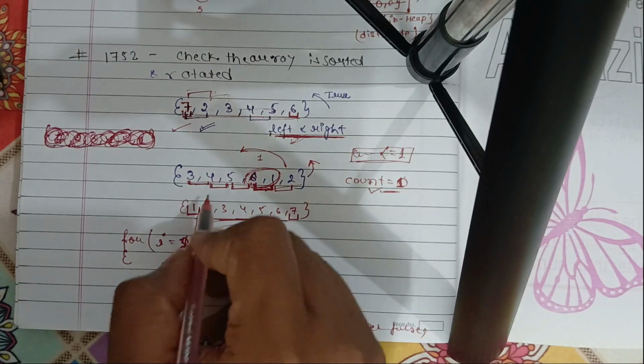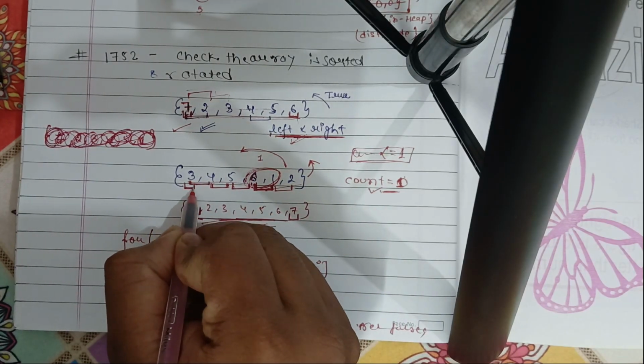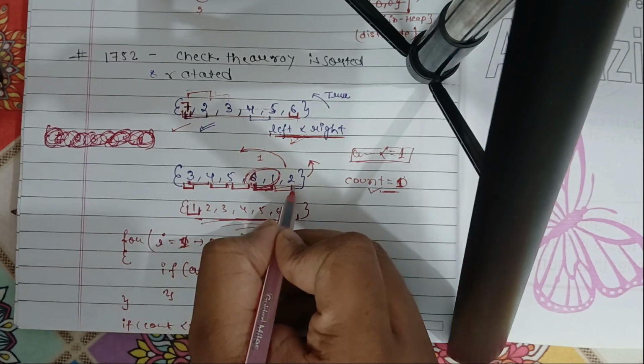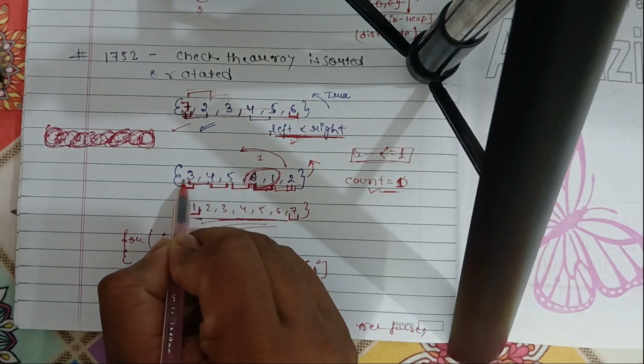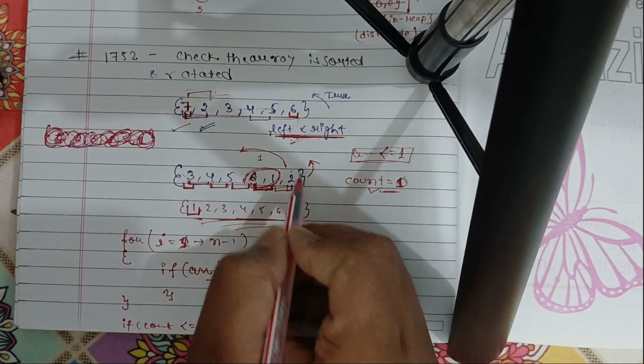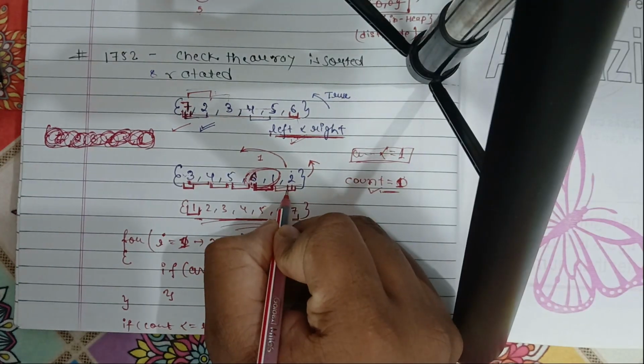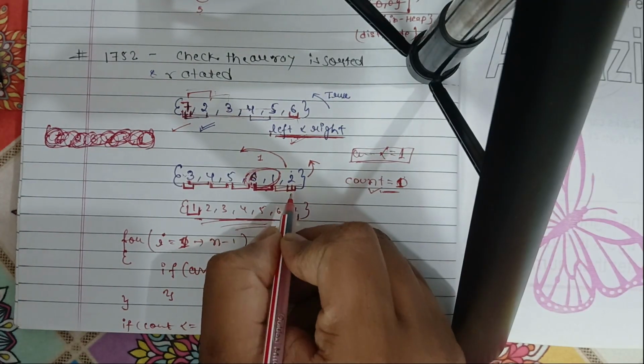So, if it is rotated, then the first element would always be greater than the last element, because the smaller one from any particular side goes to the opposite side. So if it is rotated, this will always be the smaller value, right?